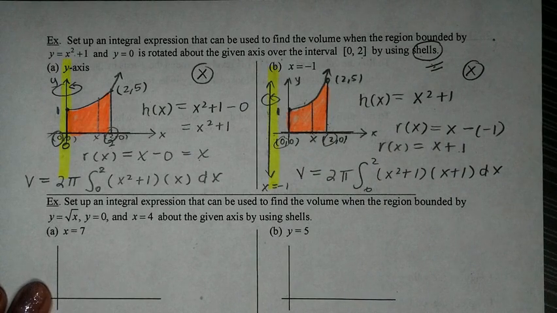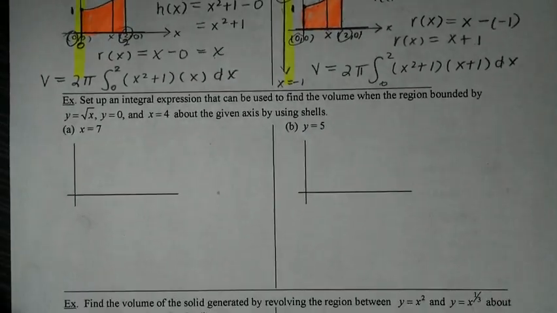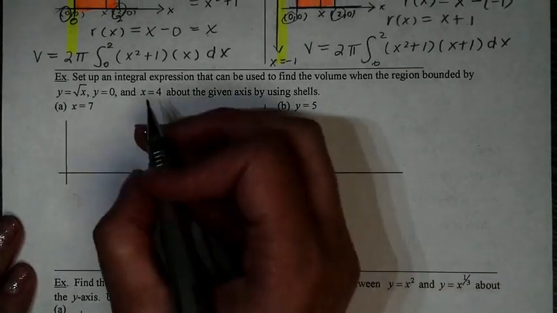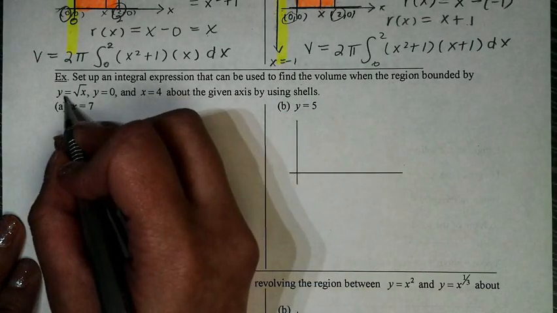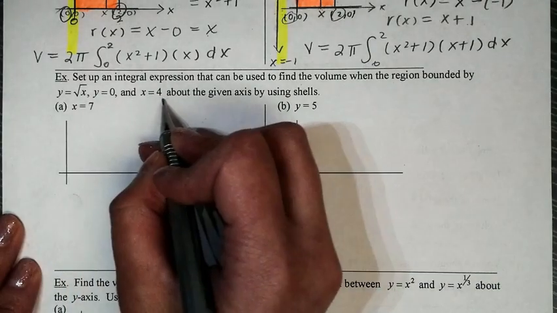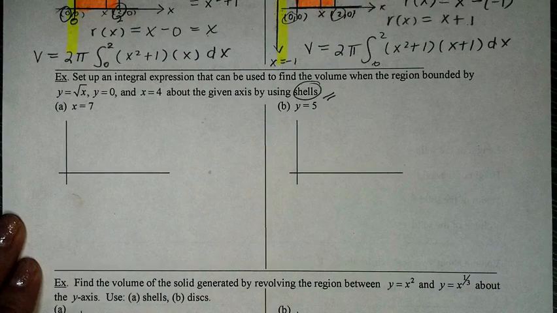So hopefully it makes sense, okay? Let's do more examples so you can feel very comfortable using the shell method. So the next example that we have over here, you need to set up an integral expression that can be used to find the volume when the region bounded by y equals root x, y equals 0, and x equals 4 is rotated about the given axis using, again, they want you to use shells, so that's fine.